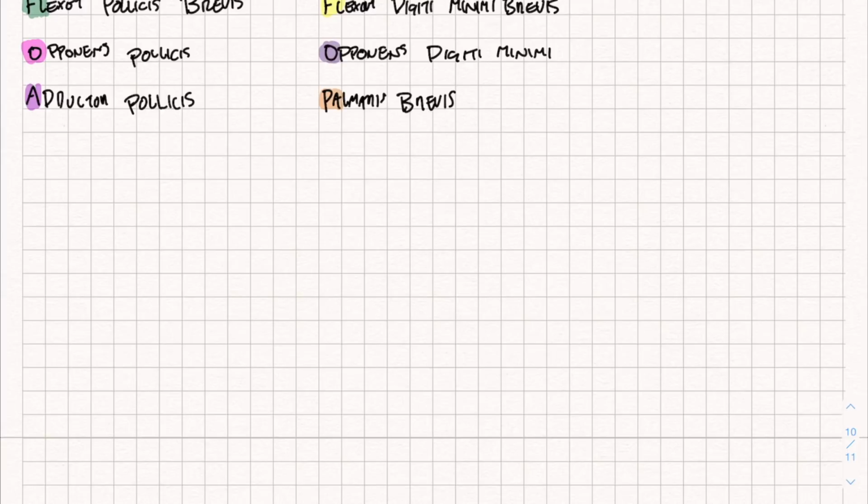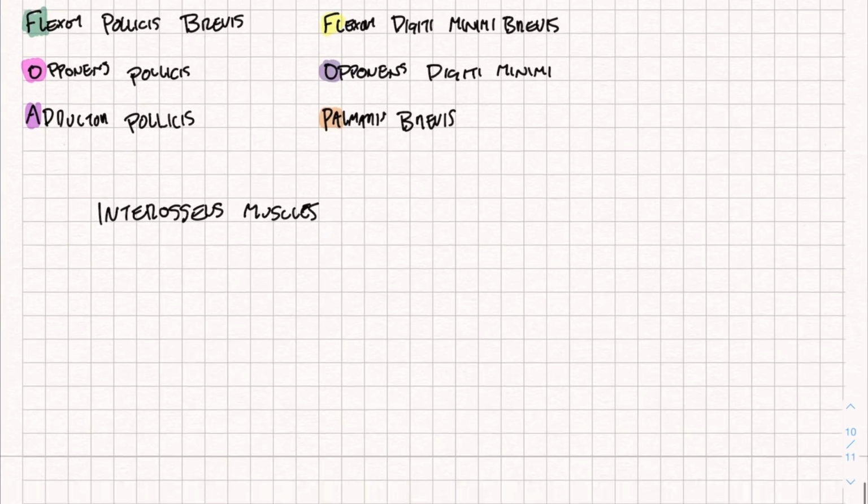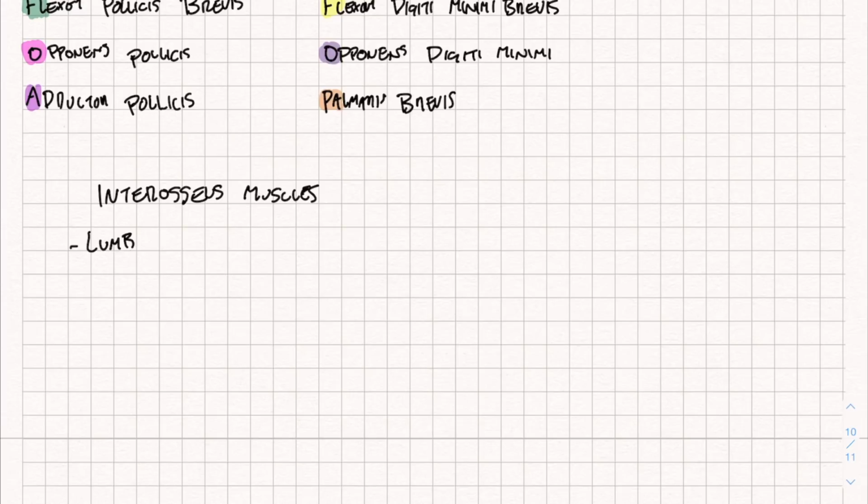Okay. Next muscles we're going to talk about, we call these the interosseous. Interosseous just means between bone. So the first ones are called lumbricals. These are on the side of the finger. They're on the sides of the fingers closest to the thumb. Oh, that doesn't make sense. They're on the thumb side of the fingers.